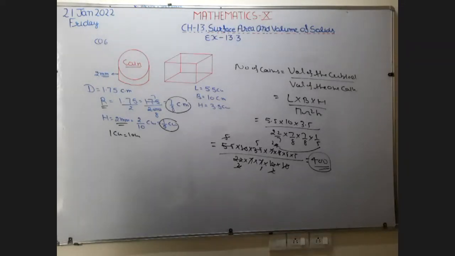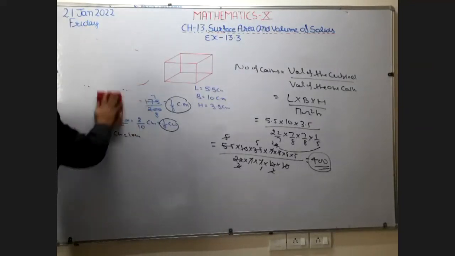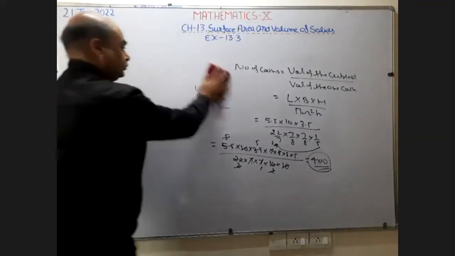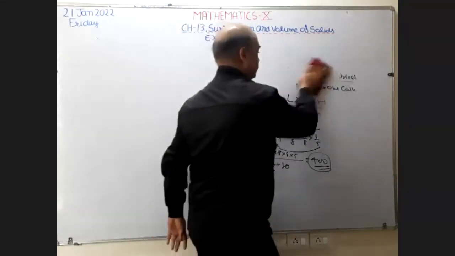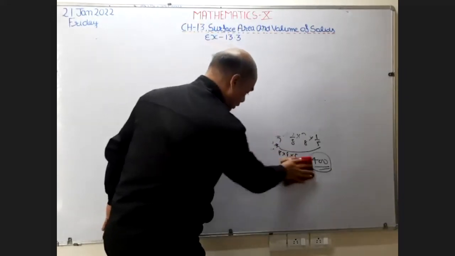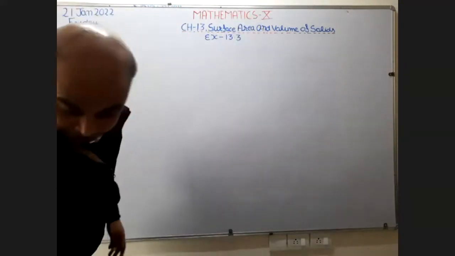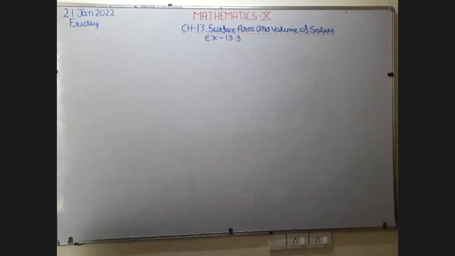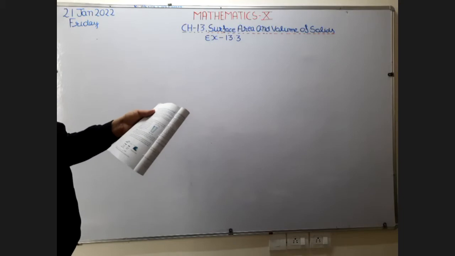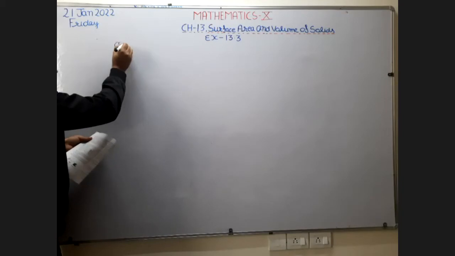Now check question number 7, beta. Check the statement of question number 7. Now in question number 7, what is given? A cylindrical bucket of height 32 centimeter and the radius 18 centimeter is filled with sand. Now I want to solve question number 7, beta.